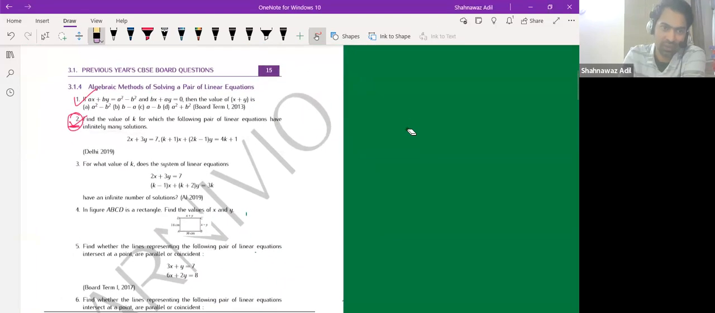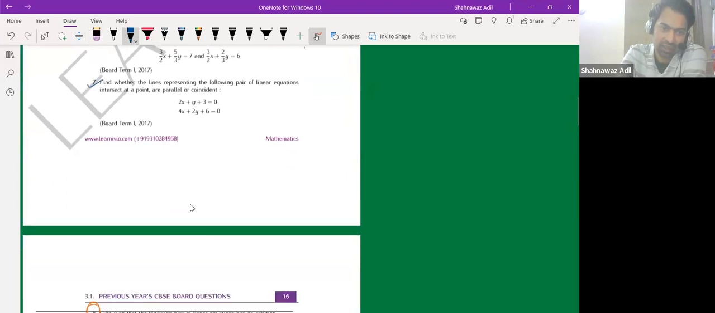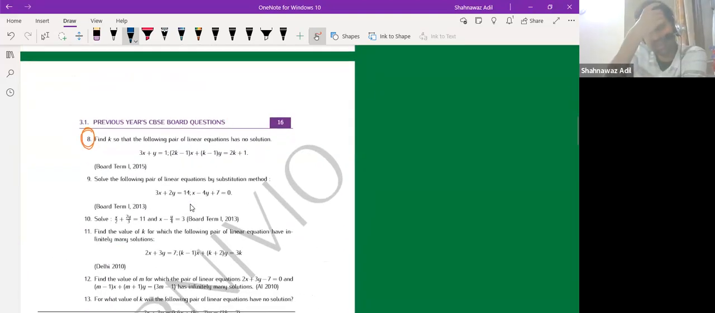Okay, so we completed this second question in the previous class. And this question is the same, right? This one is easy. And this one is about finding out the, so this one has to compare the coefficient. So let us start with this question.